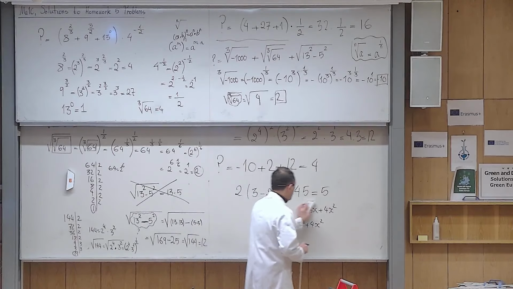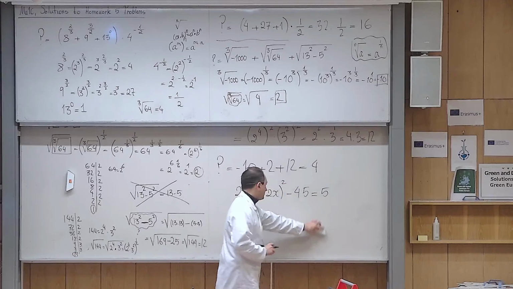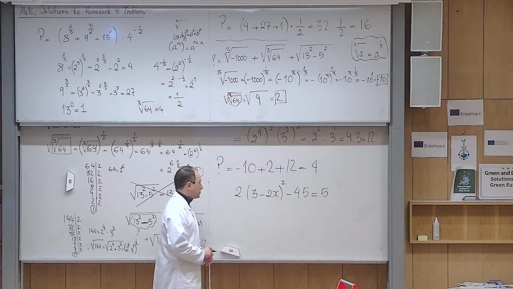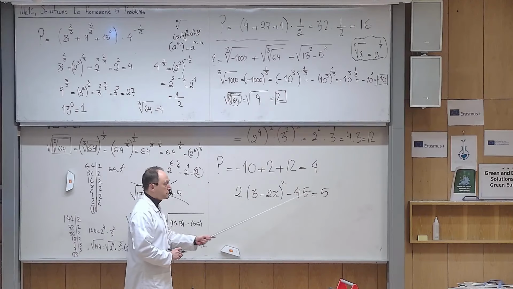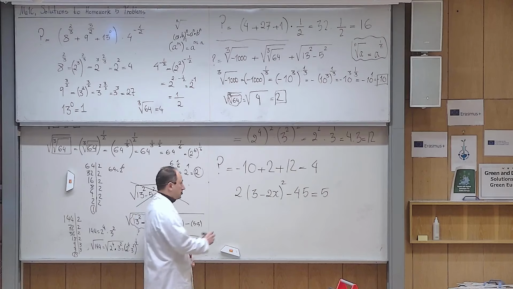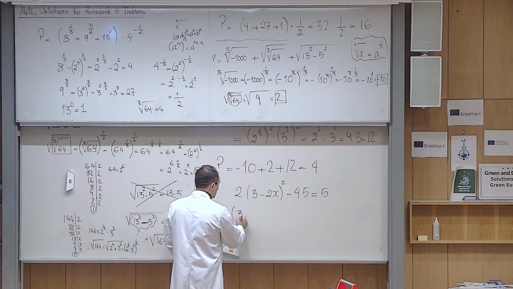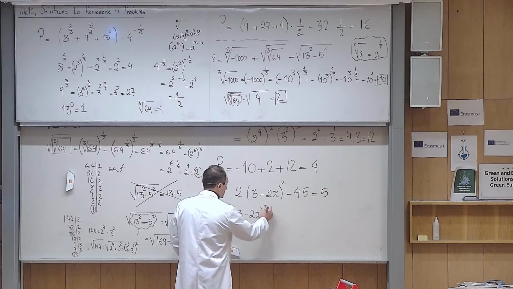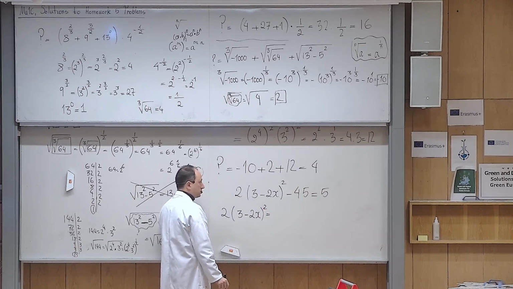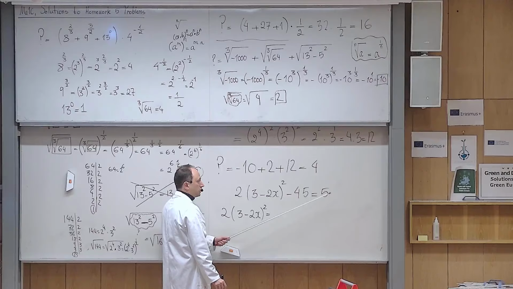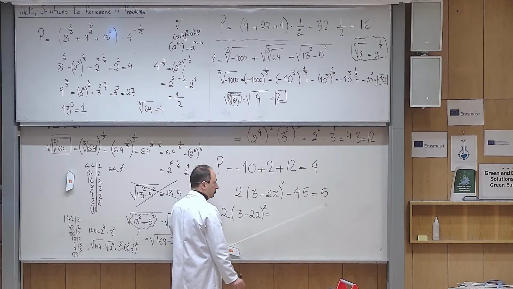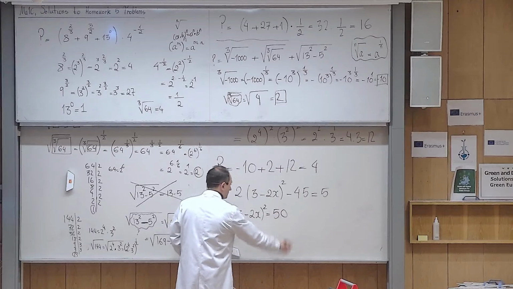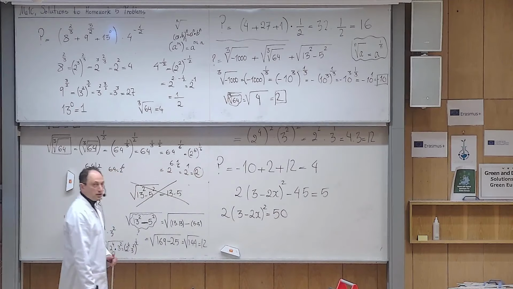But this is not the main way of solving the problem. You see, if I want to solve this problem, what do I do? First, I move minus 45 to the other side. So it becomes 2 times (3 minus 2x) squared equals how much? 45 is moved to the other side, it becomes positive. And then there is a 5 there, it becomes 50. Okay, what is the next step now?